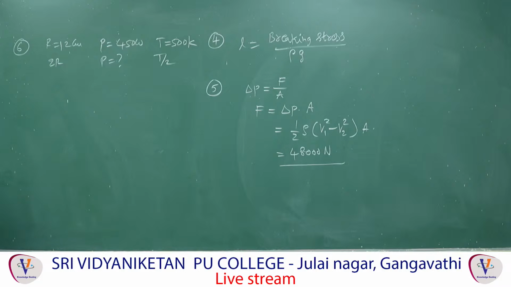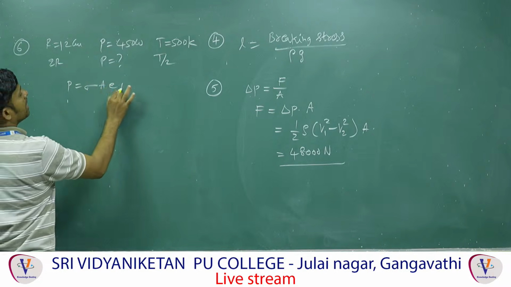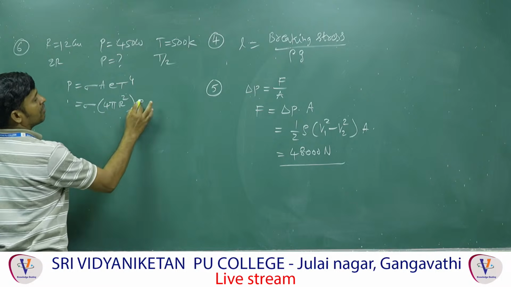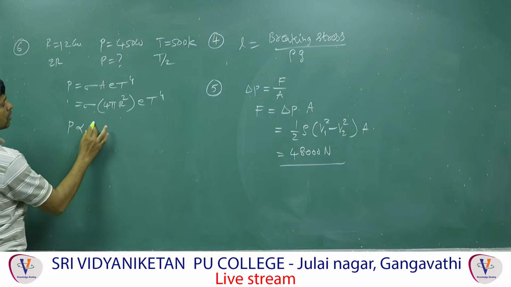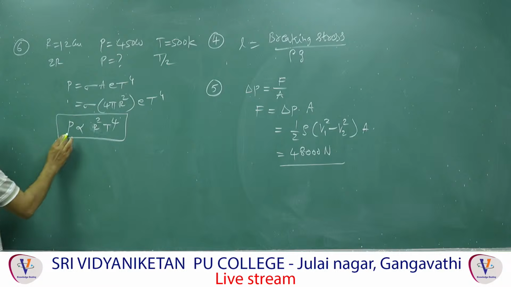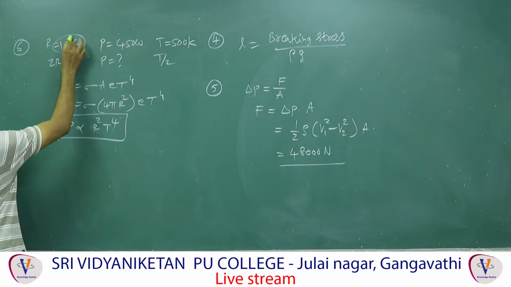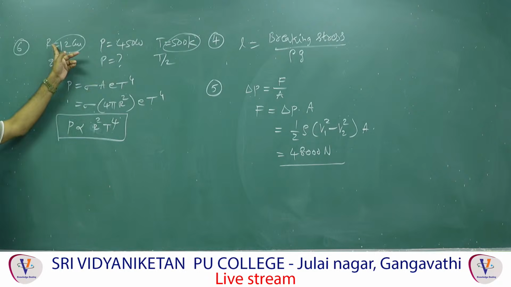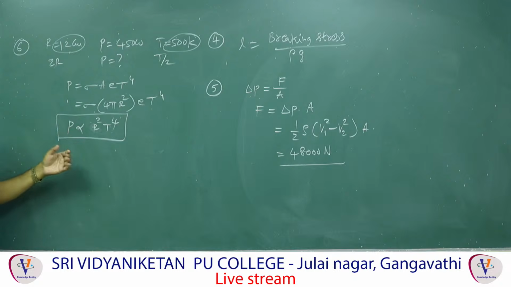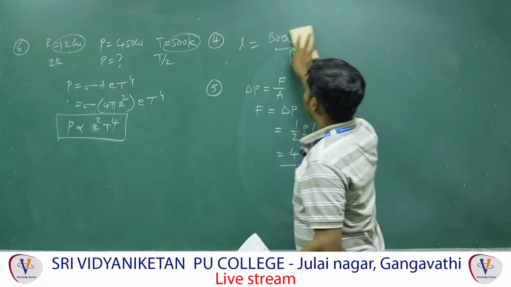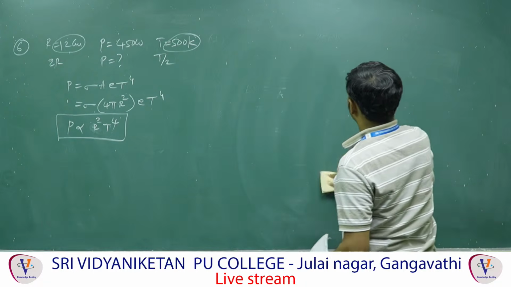It is nothing but Stefan's law. Power is equal to sigma A E T power 4, where the area is 4 pi R square, E is the emissivity of the body, and T is the temperature. So power is directly proportional to R square T power 4. Here there is no need of the values, just the ratios: 2R and R, T by 2 and T. The power for R is 450, and from that we can find the other value. Just note that formula and try the calculation.